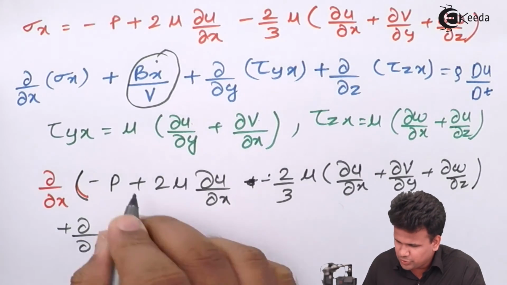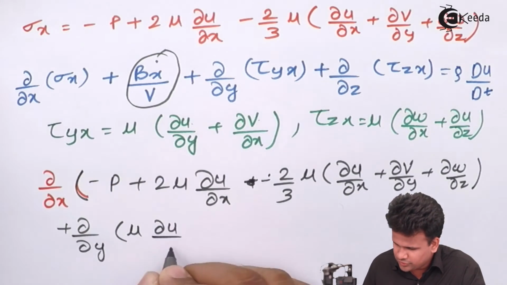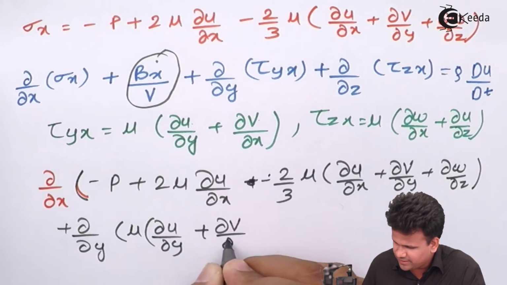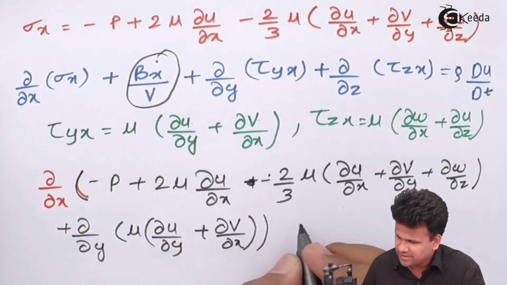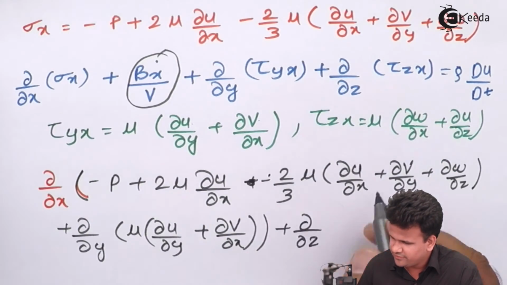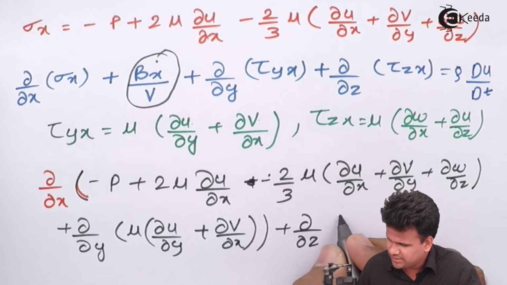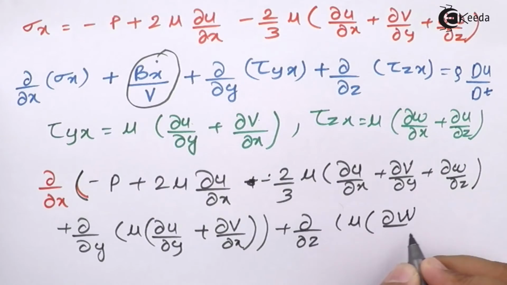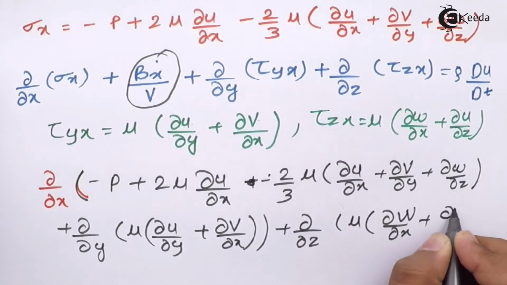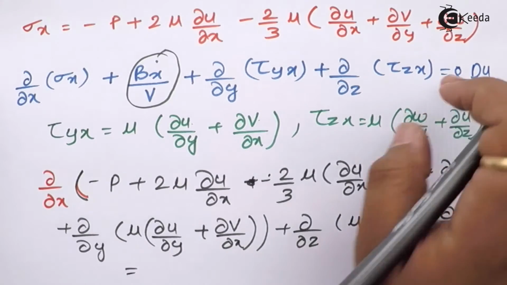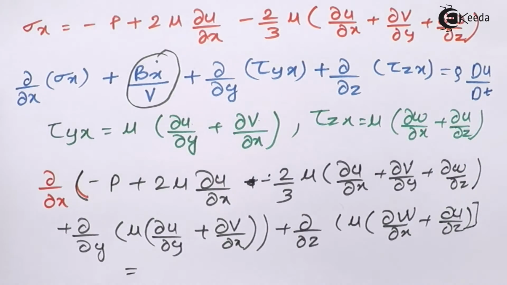So this is mu into ∂u/∂y plus ∂v/∂x. So these terms will have, and lastly ∂/∂z of tau zx, so that is equals to mu into ∂w/∂x plus ∂u/∂z, which is equals to the right hand side of the equation.